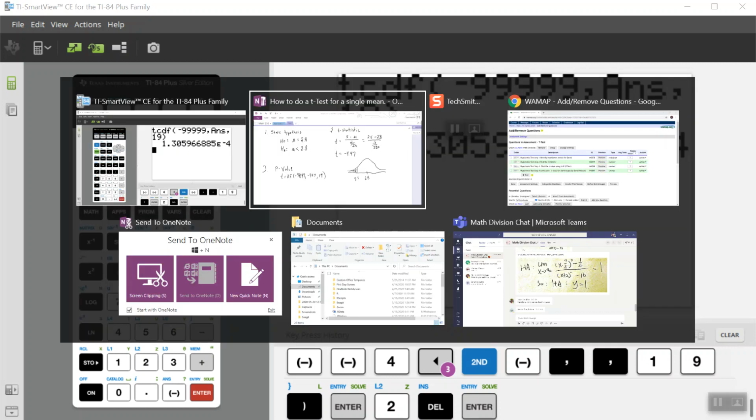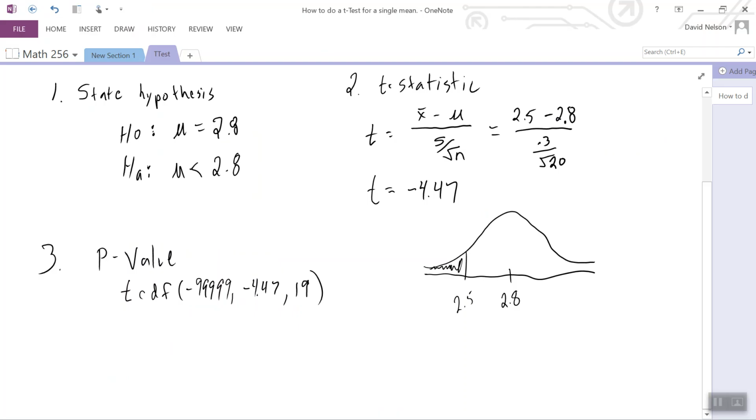So let me switch back to my OneNote here. I'm getting a p-value of 1.306 times 10 to the minus 4 power. And so to write that as a regular number, I need to shift that decimal place 4 places to the left. So it would be 0.0001306 as our p-value. All right, so enter that in down below and move on to the next question, which should ask us about our conclusion.